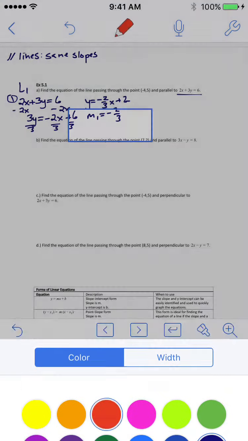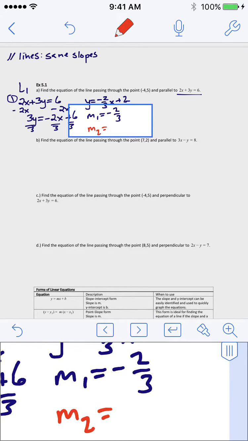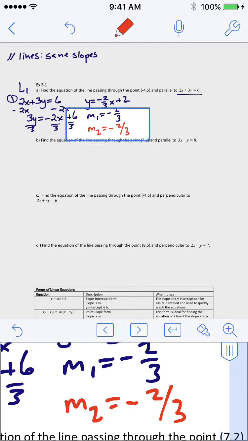Now for line 2, we can use a different color. What does that slope have to be? It's not a trick question. Right, it's got to be exactly the same. It's got to be negative 2/3. So we know that this slope is negative 2/3. Fabulous. All right, we found the first thing we need, slope.